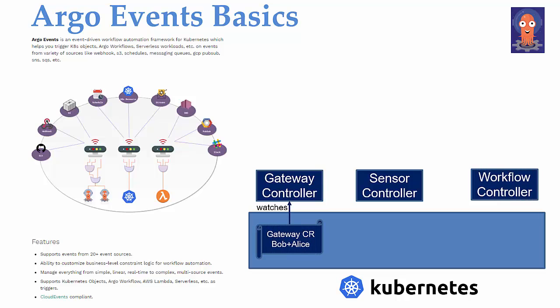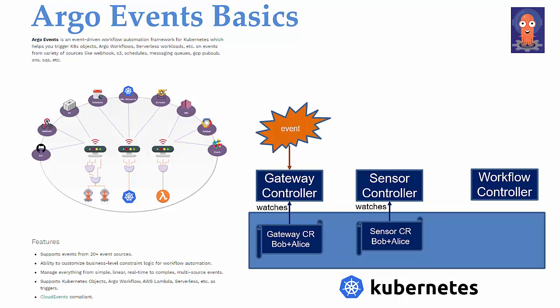So it watches the instance of custom resources. Similarly, for the sensor controller, a custom resource Bob plus Alice is being defined and is being watched by the sensor controller. And now an event happens. An event can be an event, again, coming from any of the 20 plus sources that gateways of Argo events currently know how to deal with. For example, it can be a message on a message queue or an HTTP request, or it can be something that you type in Slack or whatever.